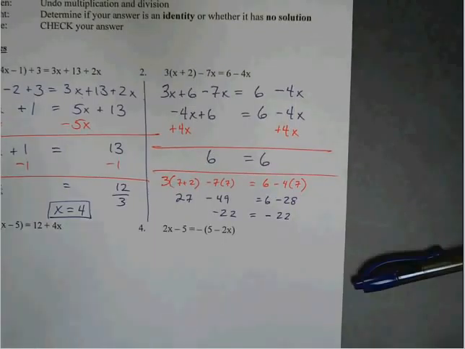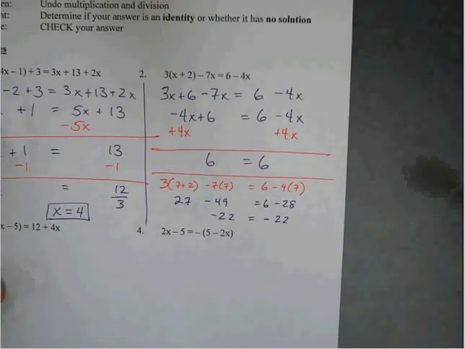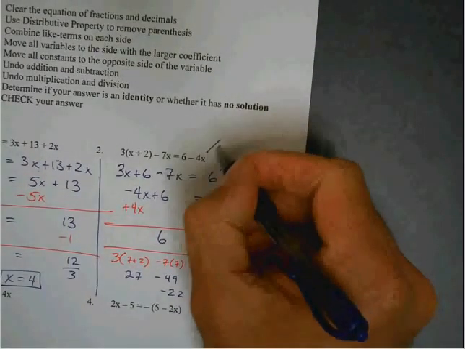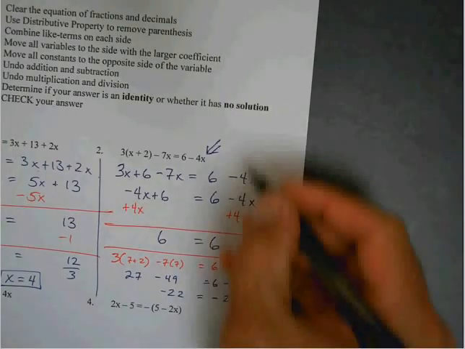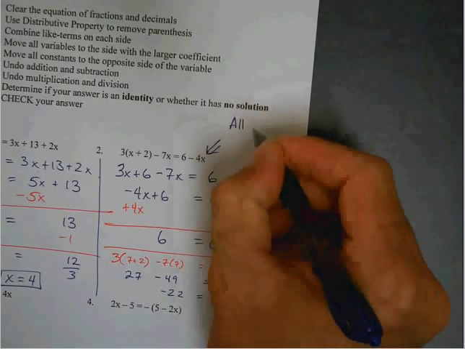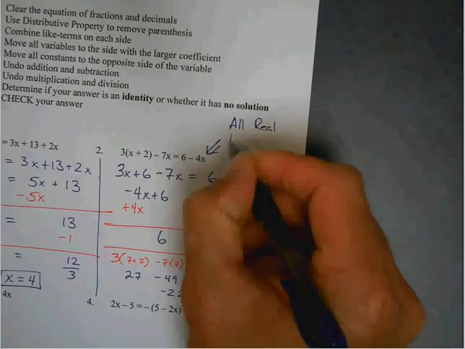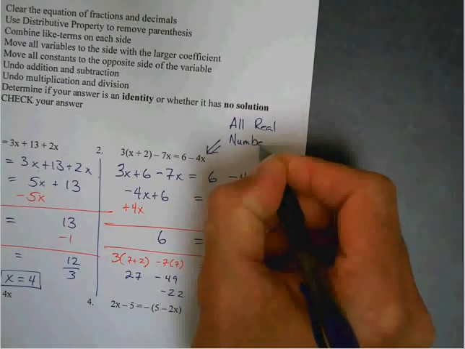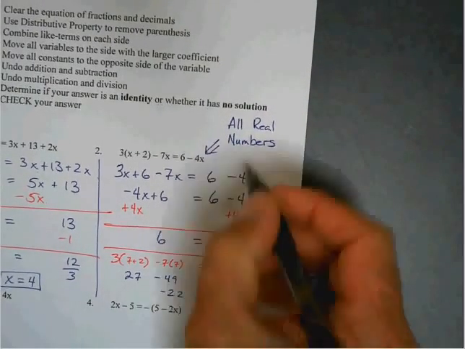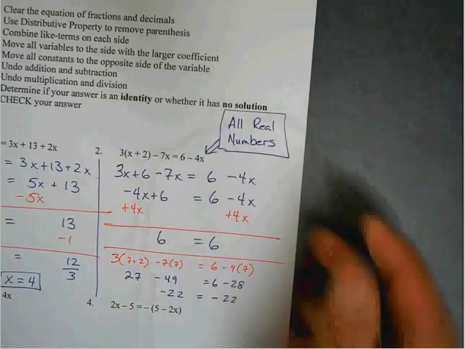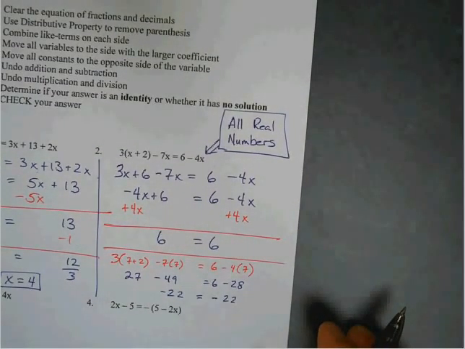All right. You can pick any number, and it's going to work. Now, how do I write that? I have to write my answer. So how do I write this answer? I'm going to say something like this. All real numbers. That is my answer. All real numbers. Now, little abbreviation.